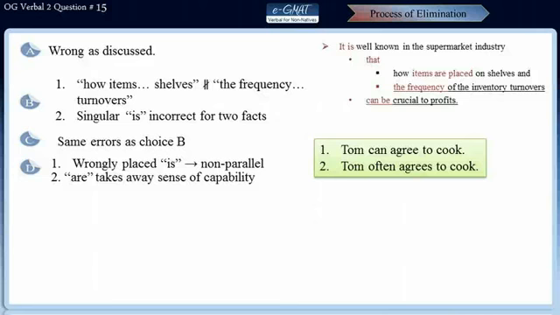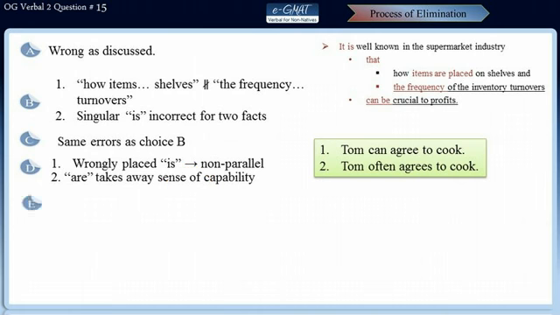In the very same way, when we say that two factors can be crucial to the profit of the supermarket industry, it denotes the capability of these two factors being crucial. But when we say that two factors are crucial, it means that these two factors for sure are crucial for profit. So with the use of are, there is now a change in the meaning of the sentence, which is not correct. So for these reasons, choice D is not the correct answer.